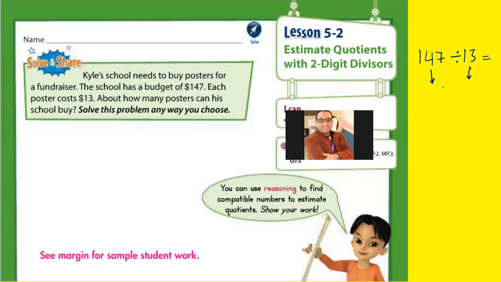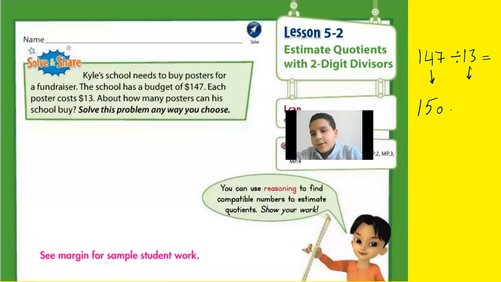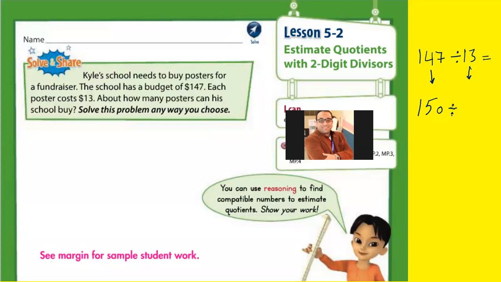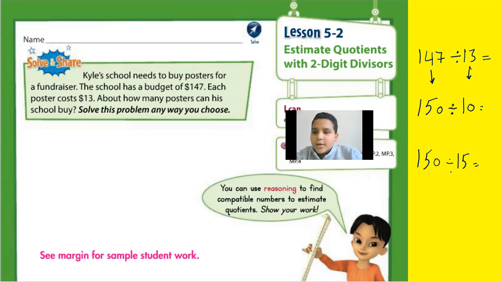But first I need now to estimate the compatible numbers I'm going to use. I can estimate this 147 by 150. Am I right? And also 13 as a compatible number with 150 could be 10 or 15. All of them are correct. All of them are acceptable because it's an open question. What does it mean, an open question? It means I'm not forced to select one between the choices.